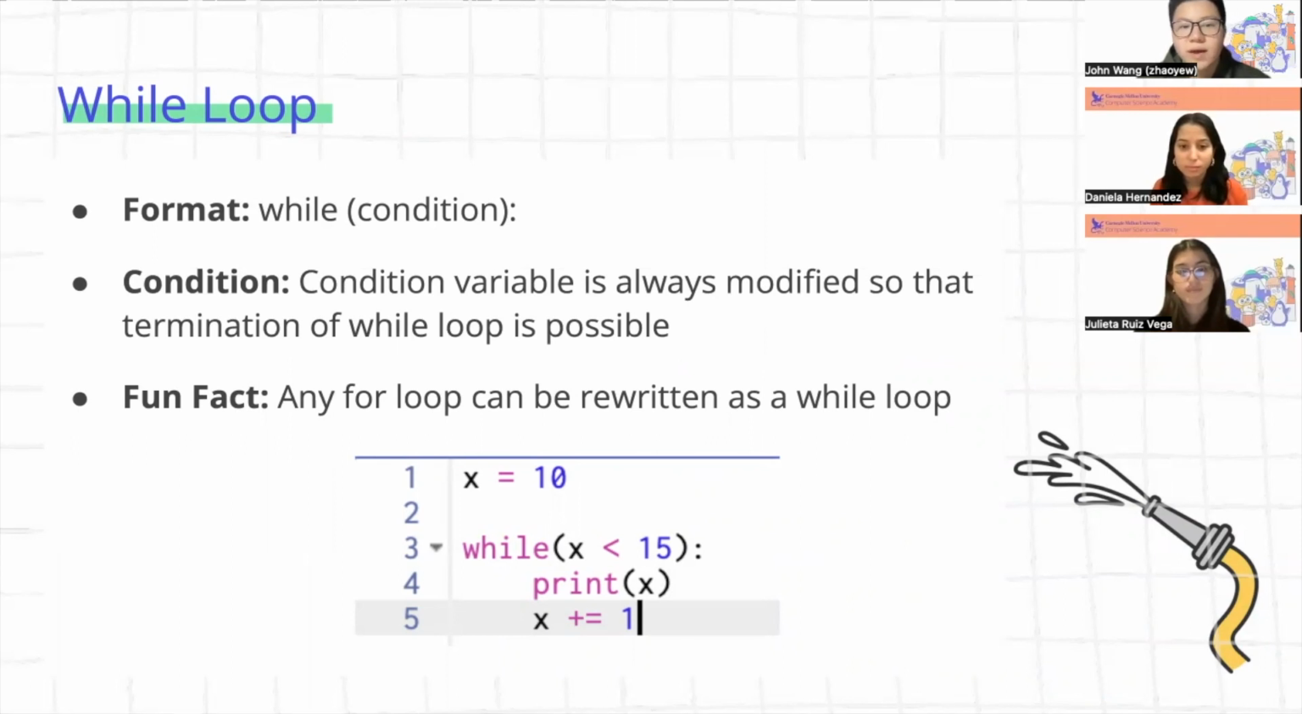So on the first line, we have x equals 10. And then on line 3, we have the while loop. The condition of the while loop says that x is less than 15. So we want to iterate through the while loop if x is still less than 15. So let's just keep iterating until x gets to 14. 14 is still less than 15, so we want to print x, and then we want to increment x by 1 according to line 5. However, now x becomes 15, and 15 is no longer less than 15. So we want to exit the while loop. And the fun fact about while loops is that any for loop can be rewritten as a while loop.